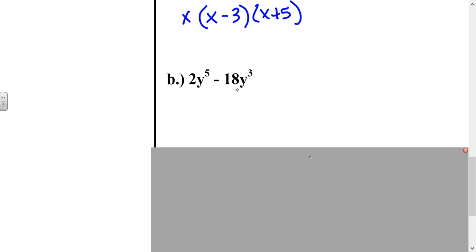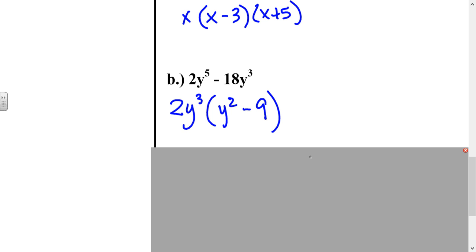Well, I could take out y to the 3rd from this one, and I can take out at least y to the 3rd from that one. So 2y cubed is my greatest common factor. And then if I divide and write what's left, I would have y squared, because I have to make 5 y's altogether, minus 18 divided by 2 would be 9. And then I took out the y cubed, so that would be it.